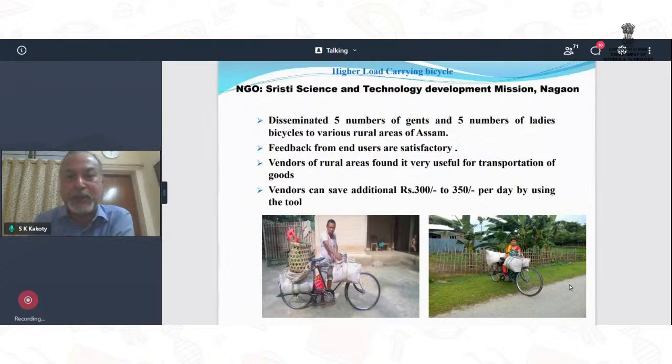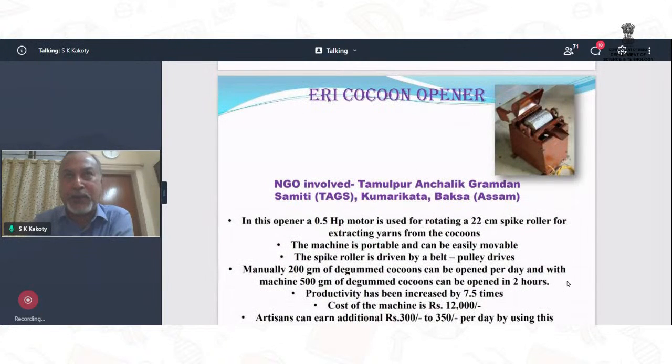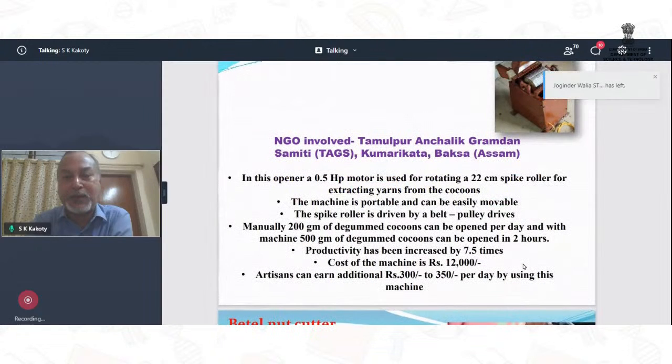Next. This is an eri cocoon opener. You know, eri is a type of silk which is available only in the Brahmaputra Valley of Assam. And this is actually a different silk than Muga silk. This eri silk, you get warm clothing out of this. So we have developed a number of technologies out of this eri silk. This is one of them. This is a cocoon opener.